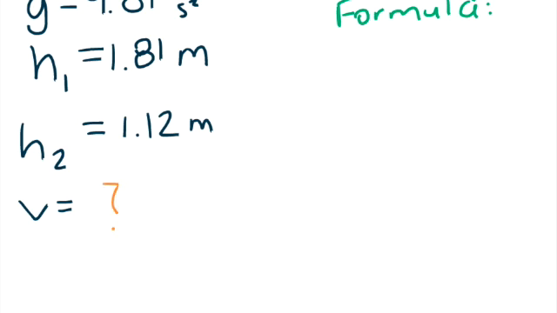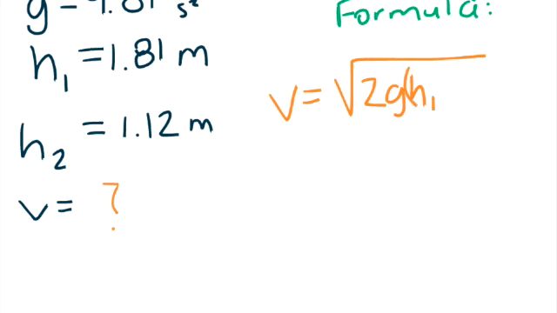So the formula we're going to be using is V equals the square root of 2g, and normally it would be 2gh, but in this case it'll be 2g(h1 minus h2), because, as I explained, we have to get the height from the floor to the top of the loop.